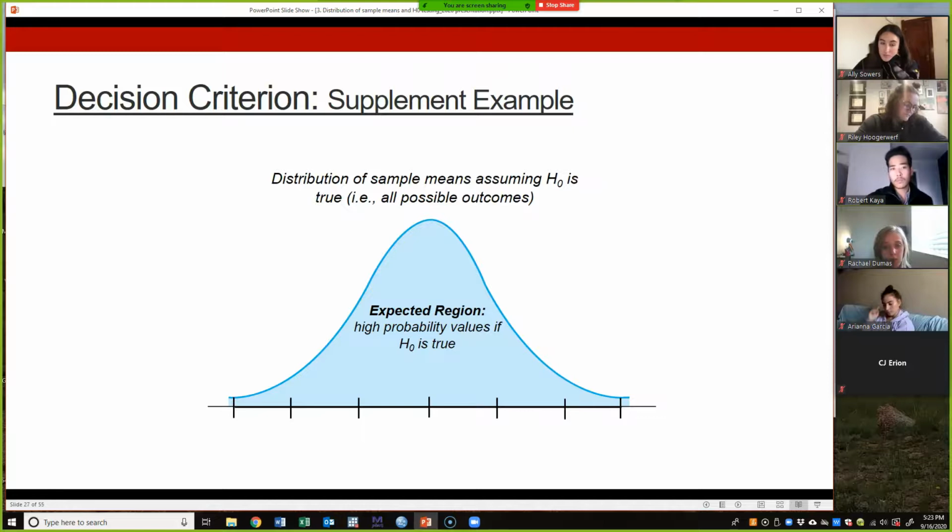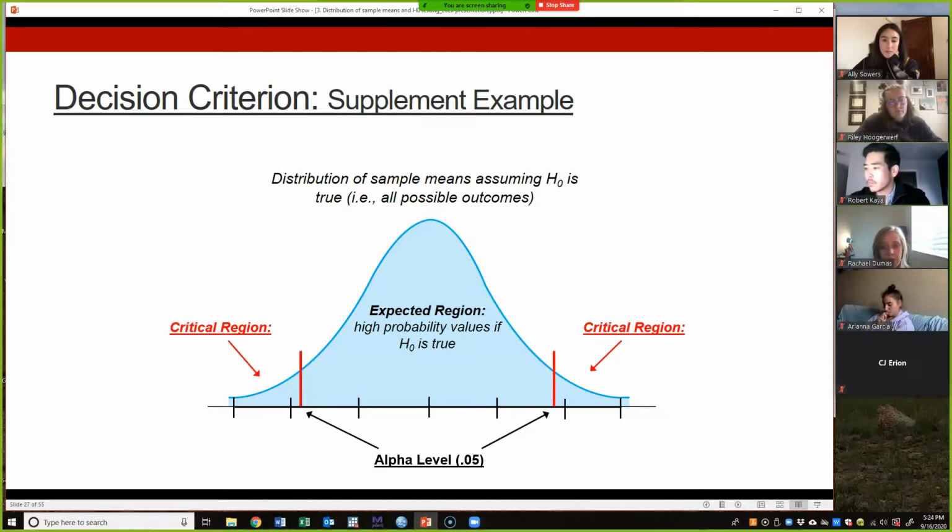All right. So if these are our supplement data, this is my distribution of sample means, assuming that my null hypothesis is true. Assuming that the population of older individuals taking supplements actually does have a mean value of 80, this is the expected distribution of all possible samples of size however big my sample is. This is what it looks like.